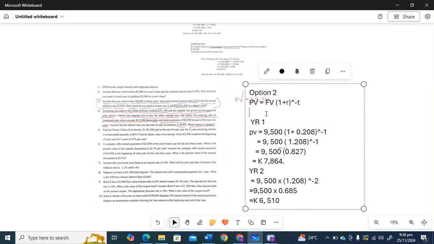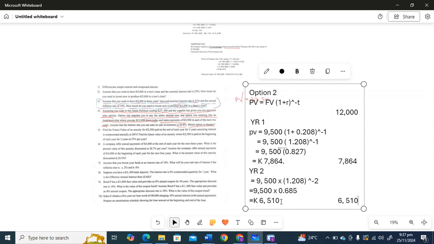Okay. If option 2 was paid today, how much is it worth? So remember, option 2 said you pay 12,000. That's the present value for year 0. That's when you paid. Then plus, so 12,000 plus 7,864 plus 6,510. So we get the total.